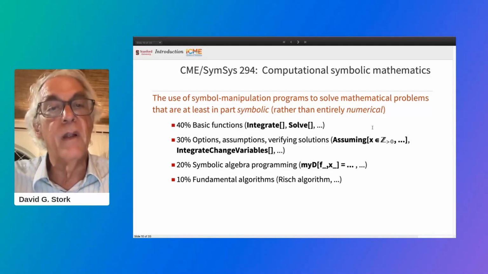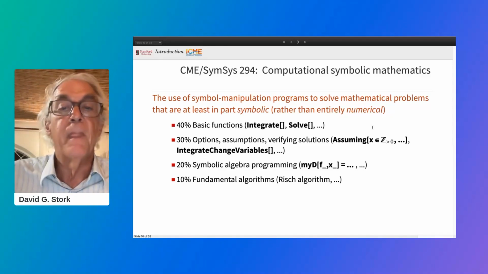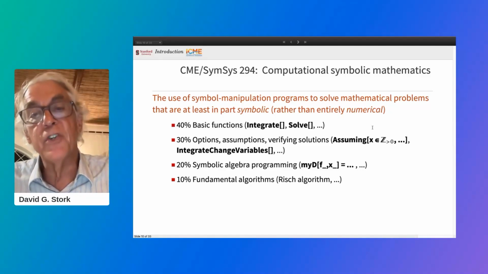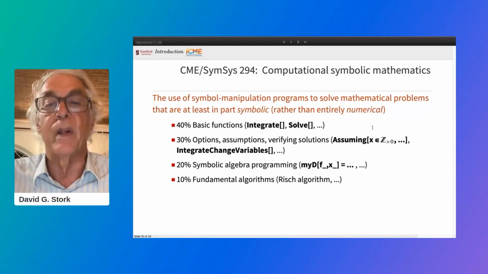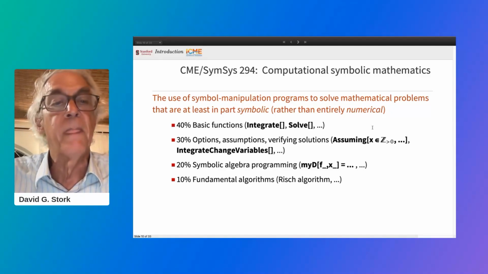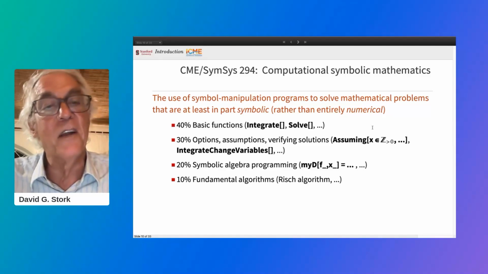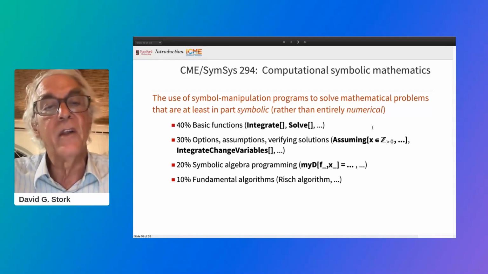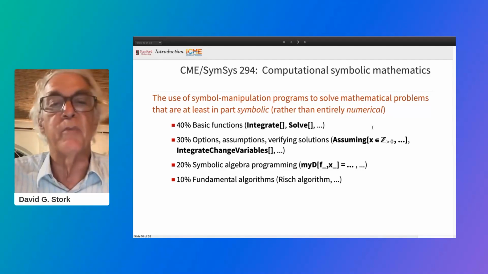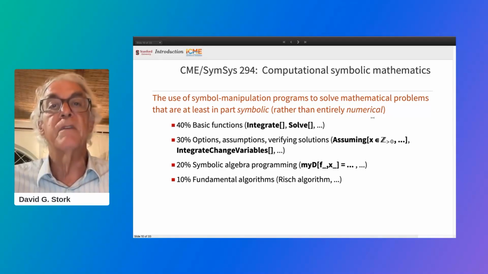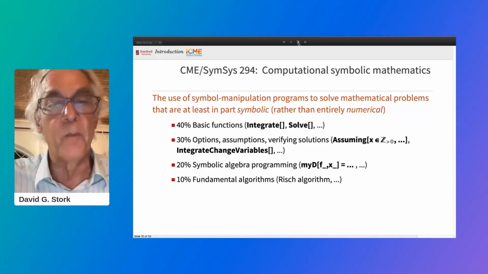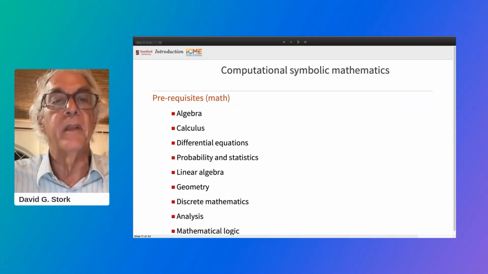Then I spend about 20% on symbolic algebra programming. That is to say, writing functions that deal with symbolic functions, like writing your own derivative function, for instance. And unfortunately, in my class, I only have about 10% of the time where I can go into the fundamental algorithms employed by symbol manipulation programs like Mathematica for doing integrals or simplifying and so forth. It gives them a taste of that. I hope to offer a full course on that in the coming years.